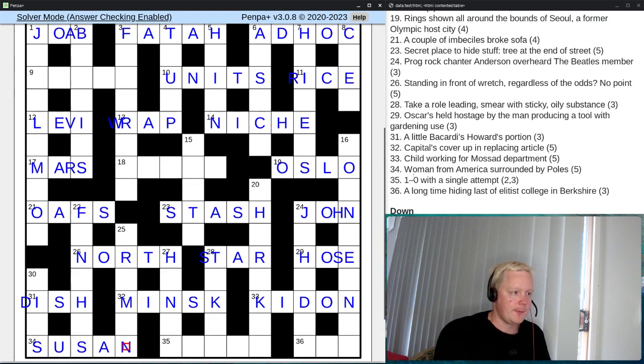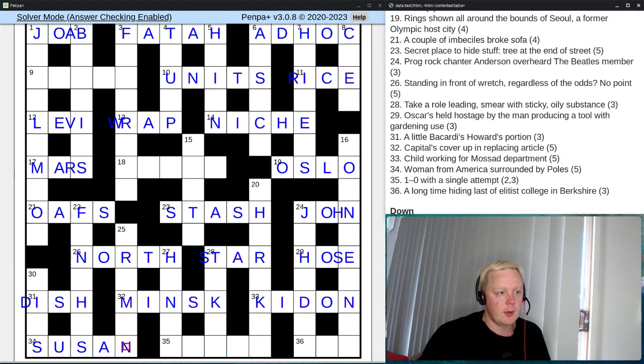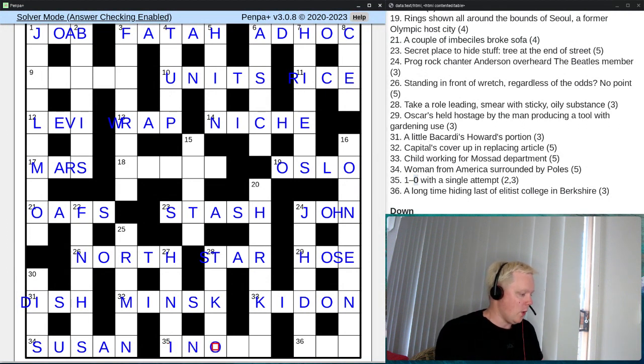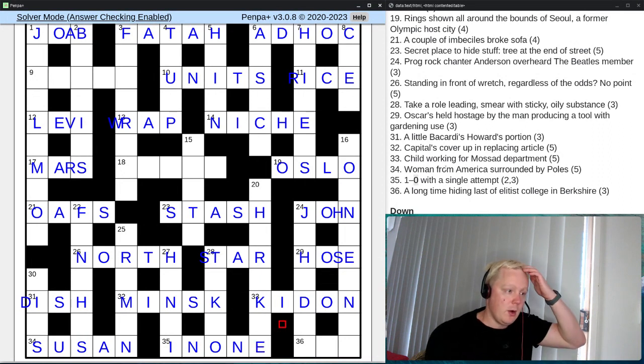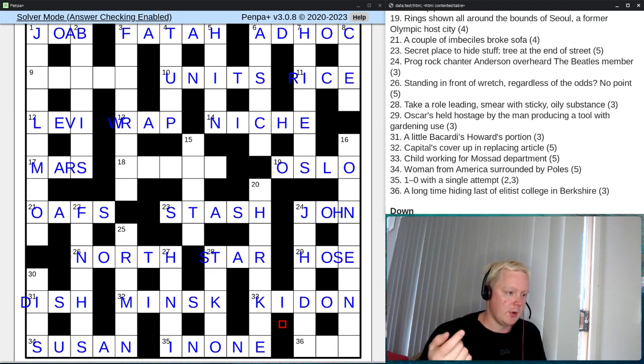So that's 34. Then we have 35. In 1 with a single attempt. Now, 1 can be I from the Roman numerals. And if you have 0 of something, you have none. If you put I and none together, we get in 1 with a single attempt. And now we have only one clue left and we still need an extra letter. So it's going to be this one. A long time hiding last of elitist college in Berkshire.